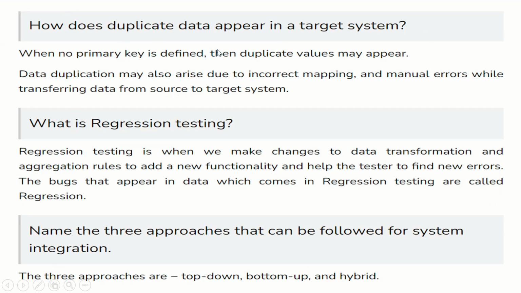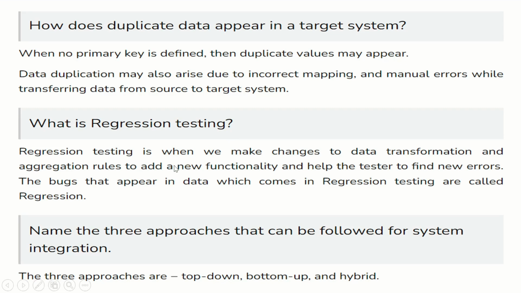How does duplicate data appear in the target system? When no primary key is defined, then duplicate values may appear. Data duplication may also arise due to incorrect mapping or manual errors while transferring the data from source to target system. What is regression testing?